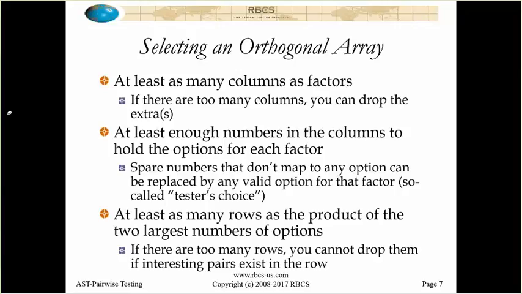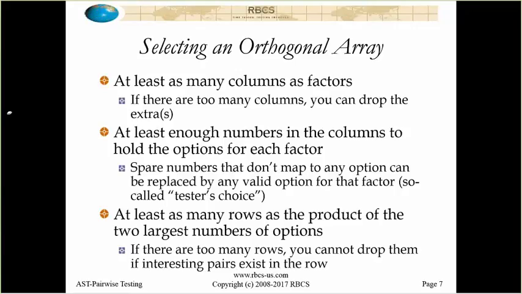Now, in each of the columns, there will be numbers, usually starting with 0, but it could be starting with 1. So you have to count the number of unique numbers that are in the columns. And usually each column will have the same number of unique numbers. It's possible to find some that don't have that property, but it's unusual, and so probably not worth trying to find. So there have to be enough unique numbers in each column to hold the options for whichever factor has the most options.